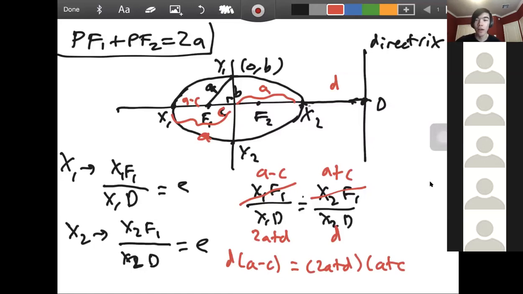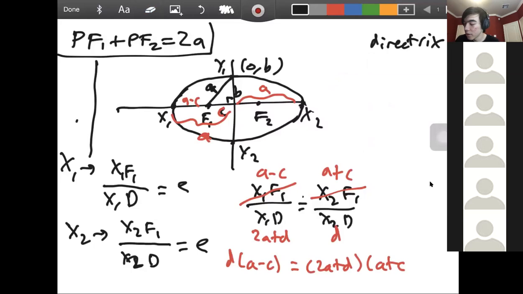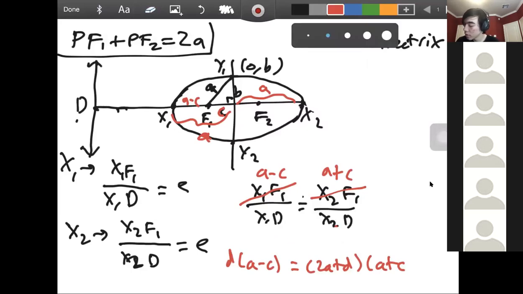Oh shoot, okay. My bad, I made a mistake. I've been using F1, and the focus F1 needs to be with this directrix. That's because the left focus corresponds to the left directrix, right focus corresponds to the right directrix. So that means I mixed up these. This is d, this is 2a plus d.